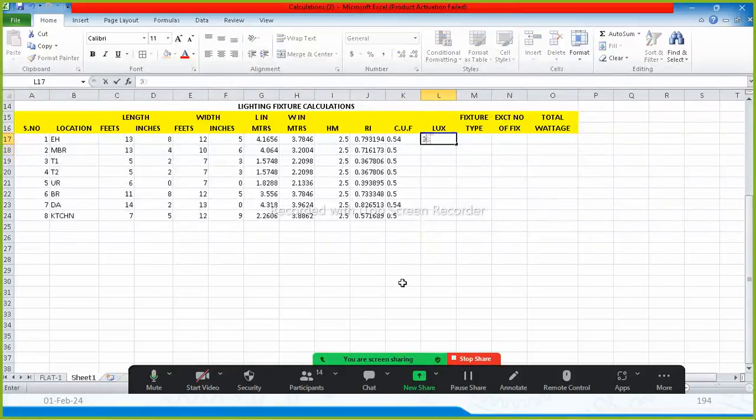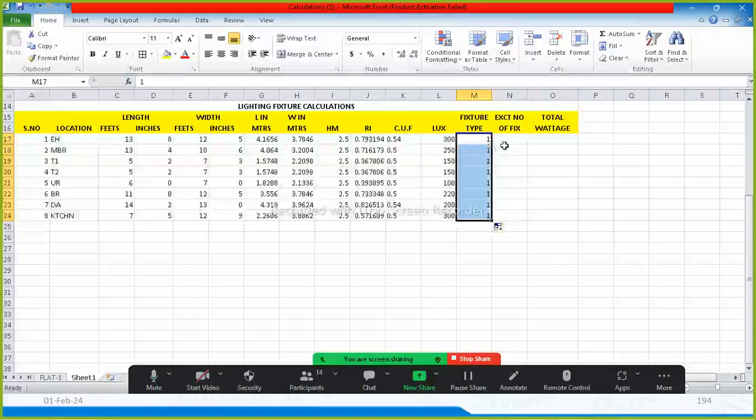Okay, next is lux level. Entrance hall lux level is how much? 300. Master bedroom 250. Bedroom, toilet 1 is 150. In the toilet lux level is 150. Toilet 2 also 150. Utility room 100. Then bedroom 220. Dining area 200. Kitchen 300. I've given the lux level already. Now I'm taking fixture type as 1. I'm going to take fixture type as 1 for all the rooms.